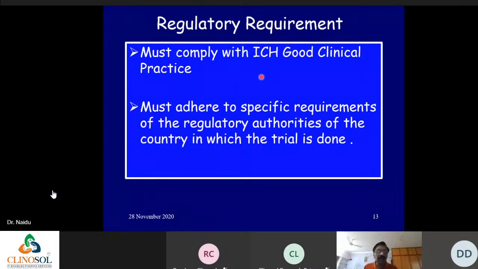So you should also know the rules and regulations which are beyond ICH GCP and required for a particular country, to be considered when you are preparing a case record form. So these are two very important regulatory requirements. Otherwise, the case record form will be rejected.